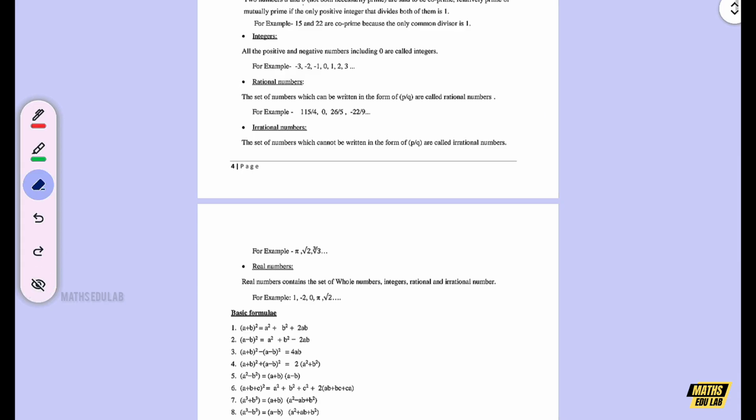Here the examples are given, like pi, root 2, 3 root 3. See, pi, we cannot change to p by q form, right? This is not in the form of p by q, and I cannot add 1 in the denominator. So this is an irrational number.